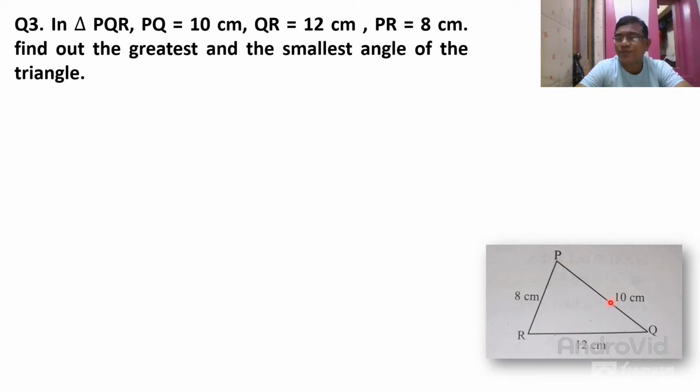Afterwards, this PQ is smaller as compared to QR. So this R is smaller than P. Then the smallest segment is PR. So the opposite angle, Q, is the smallest angle. So the criteria is: the longest segment's opposite angle is greatest. The shortest segment's opposite angle is smallest. It is very simple to remember.